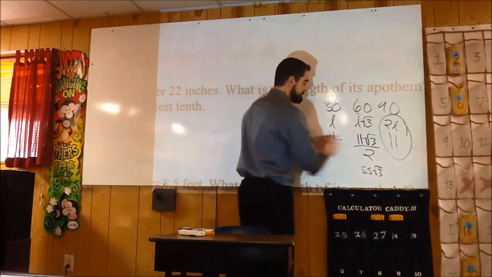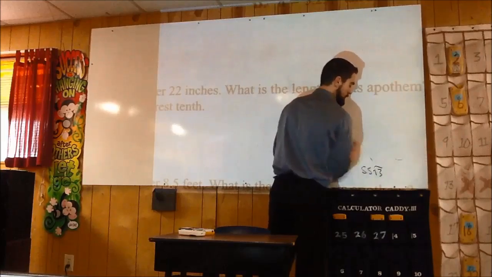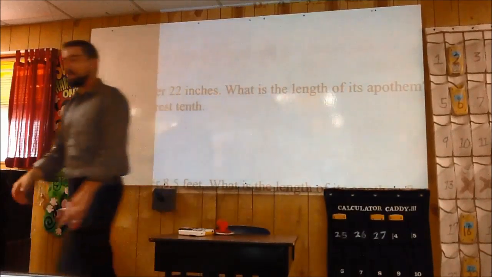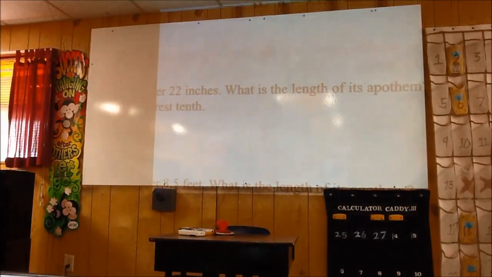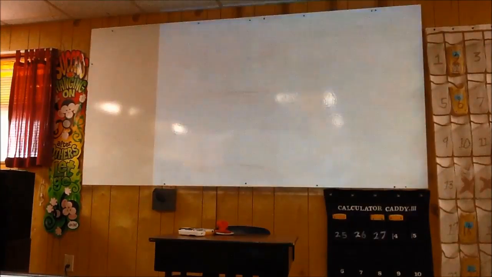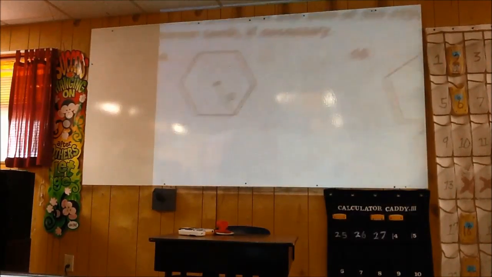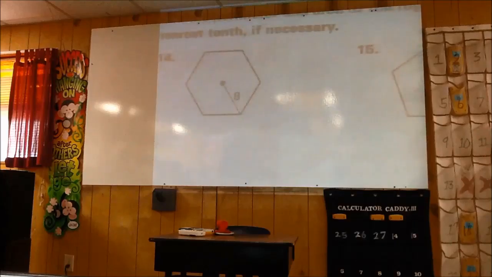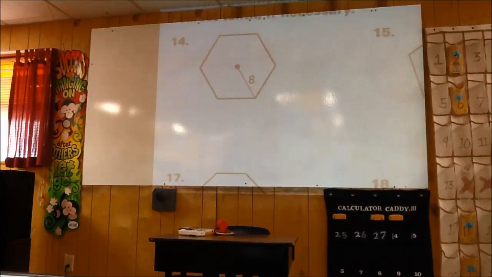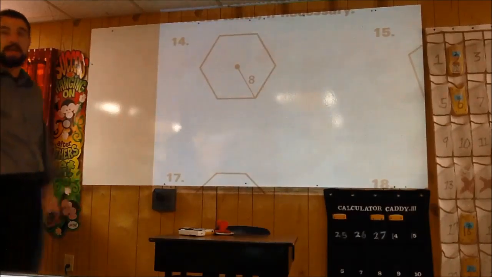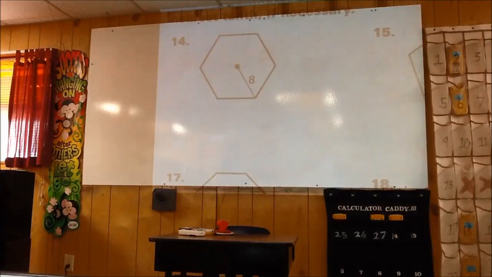Now let's go to the next page. On the next page is where we get to the meat. On the next page they tell us to find the area of these regular polygons, and they give us an array of different information. Sometimes they give us the radius, sometimes they give us the side length, sometimes they give us the apothem, and we just got to take whatever we're given and solve for the area.